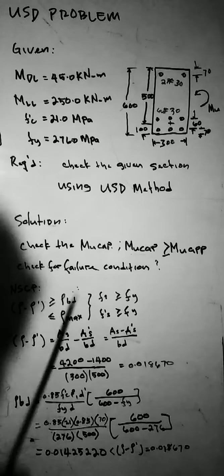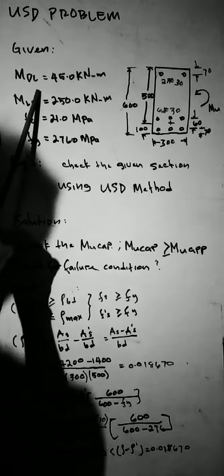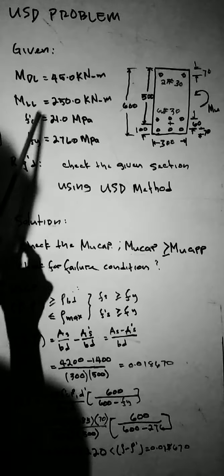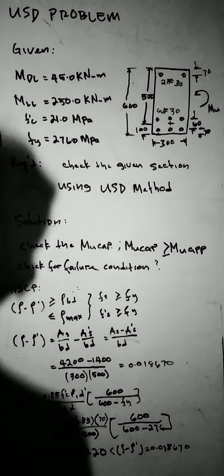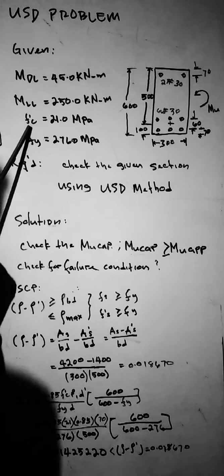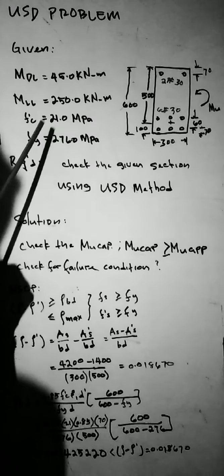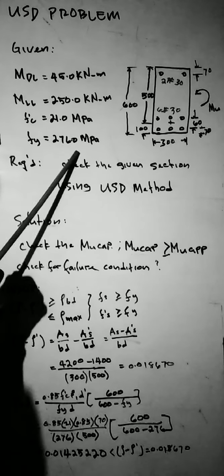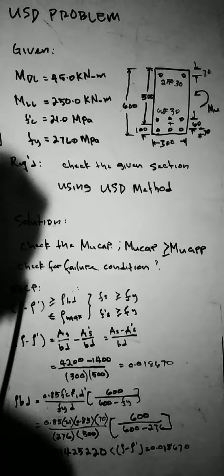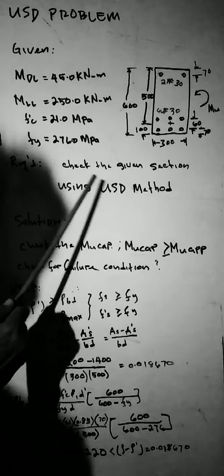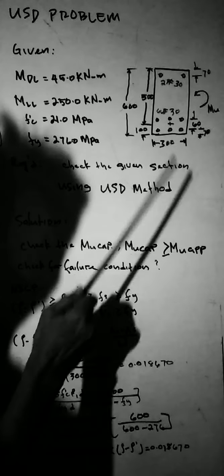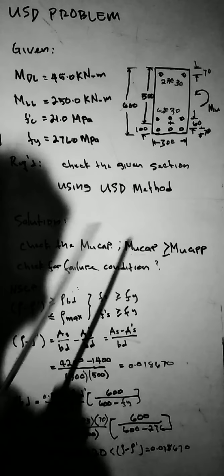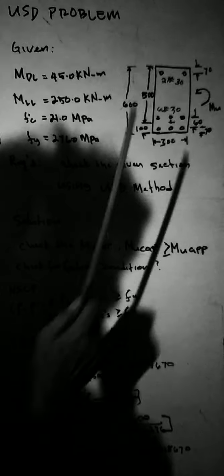We have given here moment dead load 45 kilonewton meter, moment live load 250 kilonewton meter, f'c 21 megapascal, fy 276.0 megapascal, and the required is to check the given section. This is the section to check using USD method. So this is our section to check.